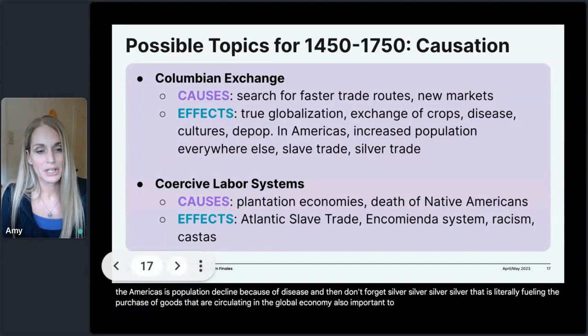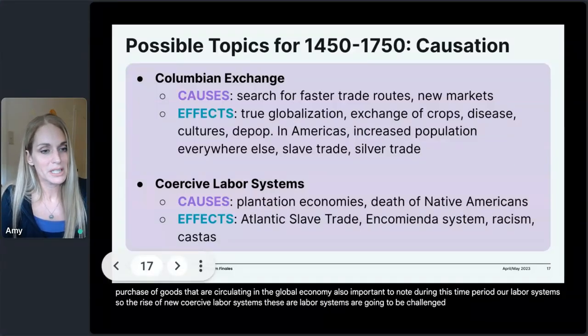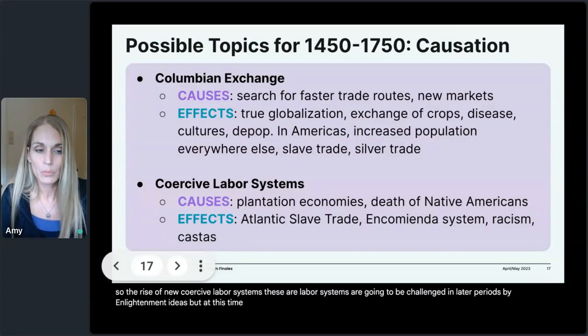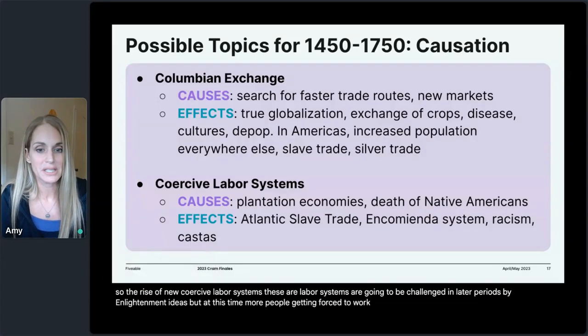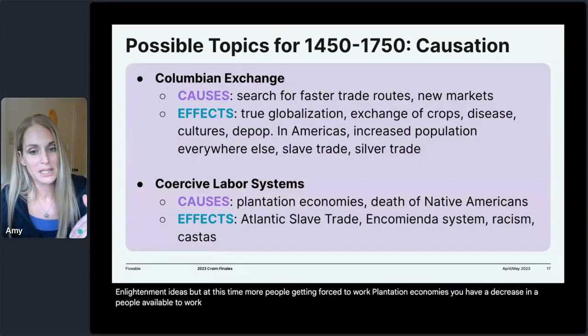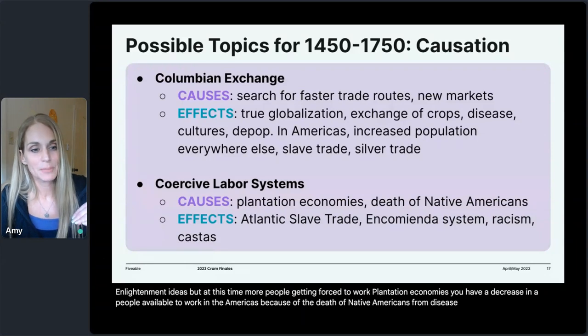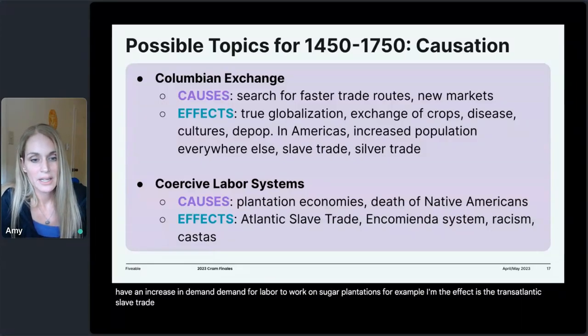Also important to note during this time period are labor systems. So the rise of new coercive labor systems. These are labor systems that are going to be challenged in later periods by Enlightenment ideas. But at this time, more people are getting forced to work. So you have the reason why you have the plantation economies. You have a decrease in the people available to work in the Americas because of the death of Native Americans from disease, at the same time that you have an increase in demand for labor to work on sugar plantations, for example. And the effect is the transatlantic slave trade, other kinds of systems of coercive labor like the encomienda system, and the development of new classification.